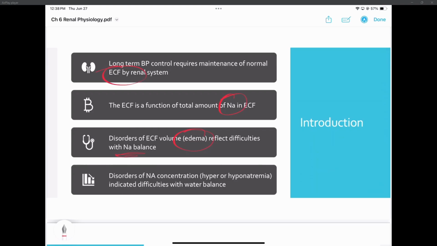Anyone heard of a BNP? You do it to monitor overload status. Well, what does BNP stand for? Brain natriuretic peptide. The way it works is to get rid of sodium, and if we get rid of sodium, water goes with it, and we can diurese that way. So diuresis with a natriuretic peptide is from internal stuff.